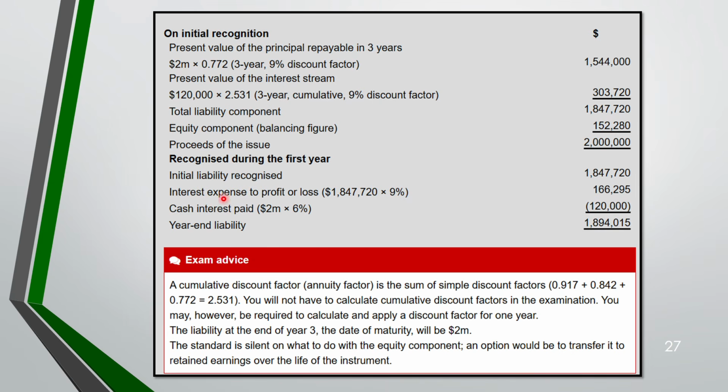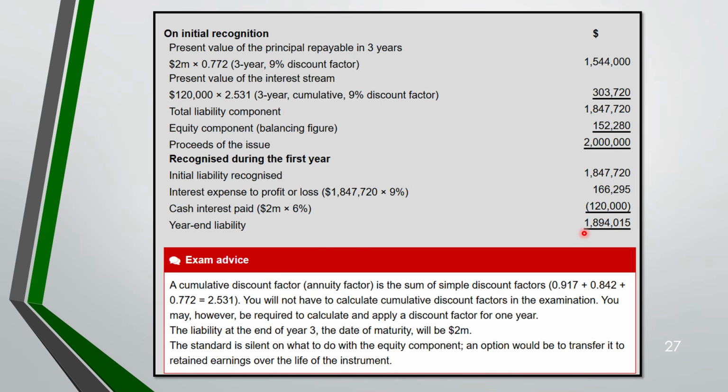And then 120 interest that you have paid, you will deduct. And this will be your year-end liability. Because any interest will be added with the liability. See, any interest will be added with your loan liability. You pay the principal as well as the interest. Also, the amount that you have paid, that is the cash interest paid, you will deduct. So year-end liability.